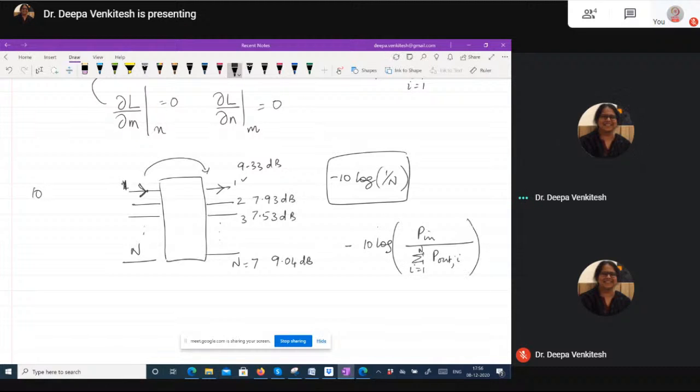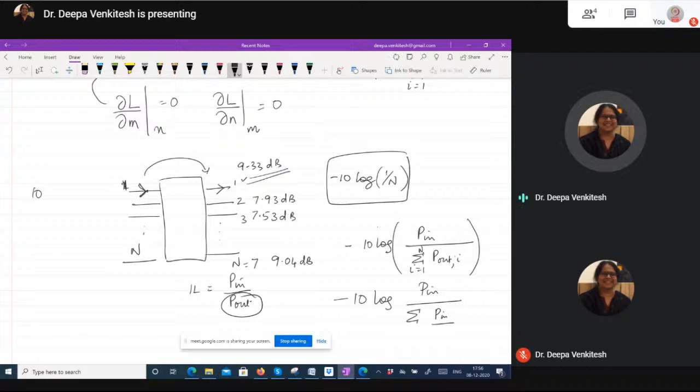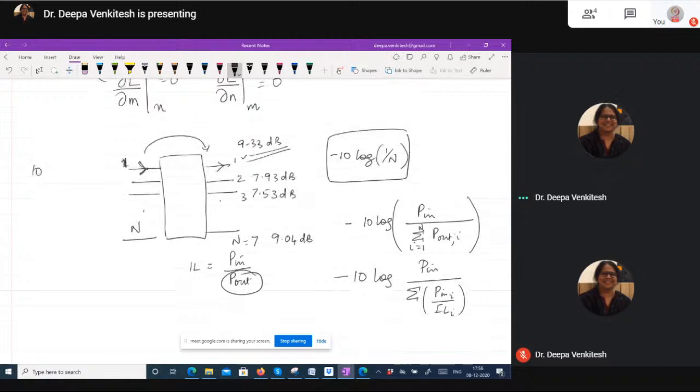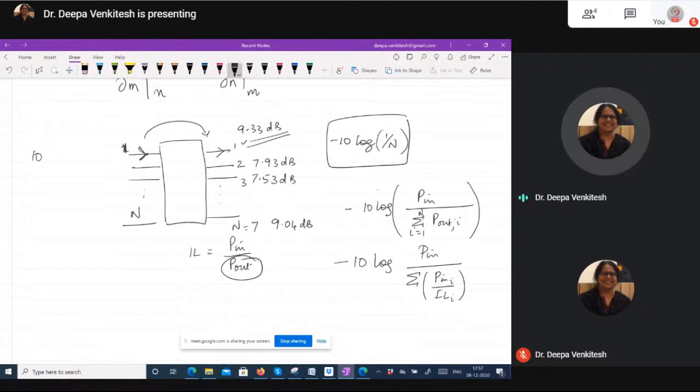But we don't know the output powers, we know the insertion loss. How do you calculate the insertion loss of each port? Each port's insertion loss is P in divided by P out. So P out is equal to P in divided by insertion loss, and you can do this for each port. There is no P in of i, the P in is constant.